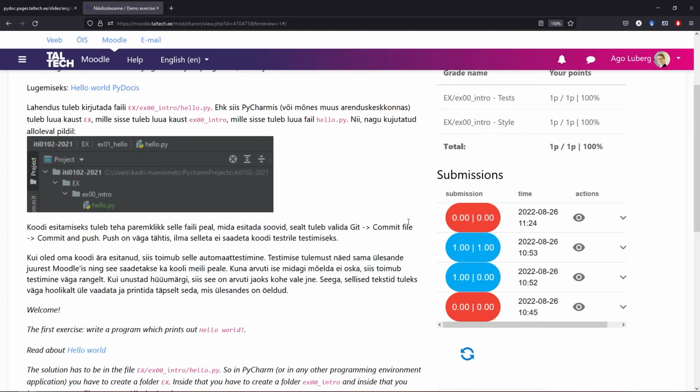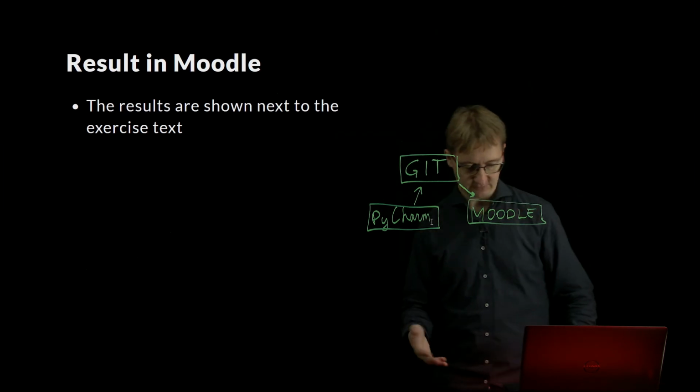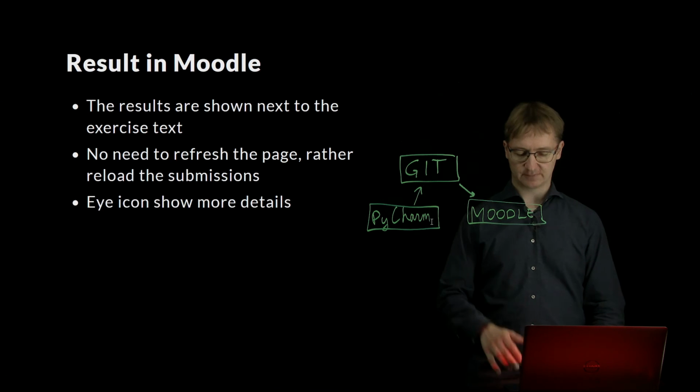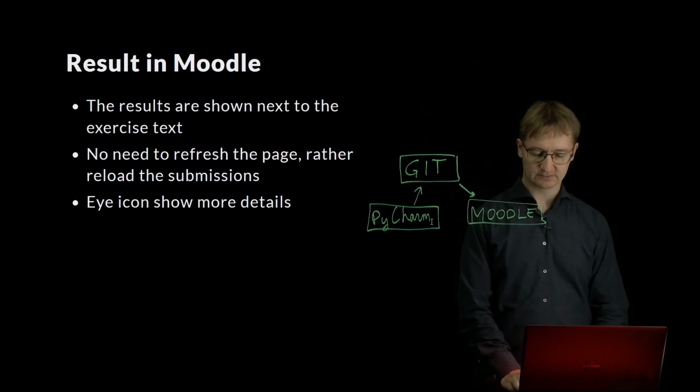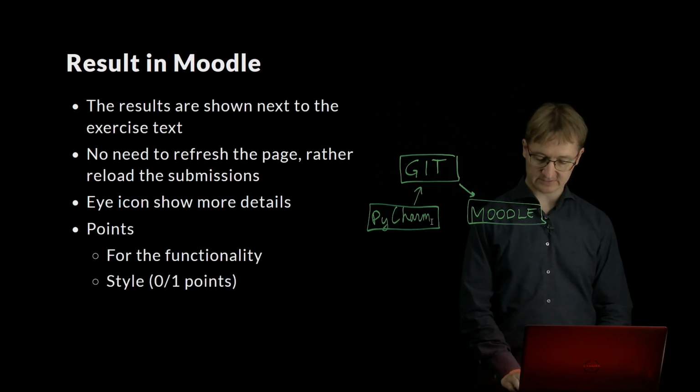Okay, so I understand that I wasn't good enough. I have to fix my code. So there are the results shown next to the exercise text. No need to refresh the page. There is the reload button. The icon shows more details. And then there are points.